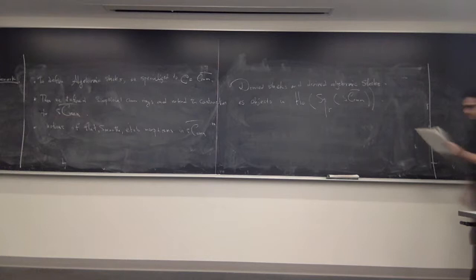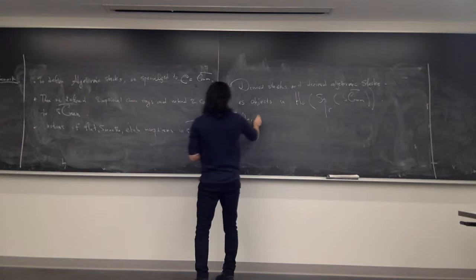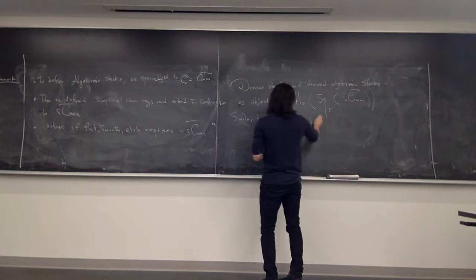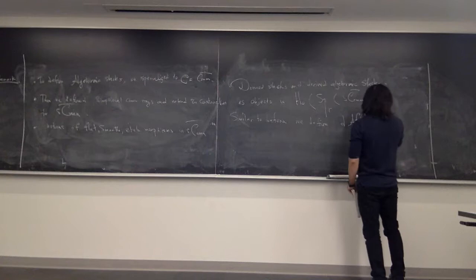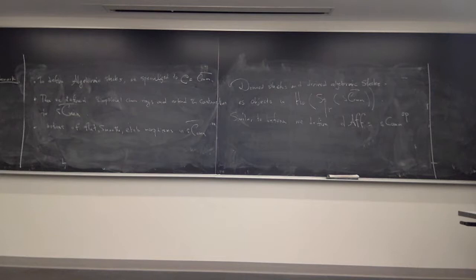Similar to before, we define a notion of affine space, we call it derived, as literally the opposite category of this category of simplicial sets. Same way that from a commutative ring, I can go to a spectrum of that ring. From a simplicial commutative ring, I would like to define a notion of spec.